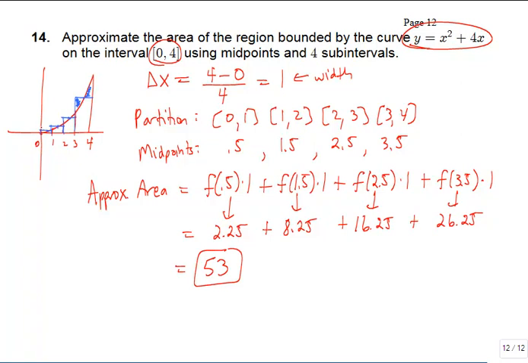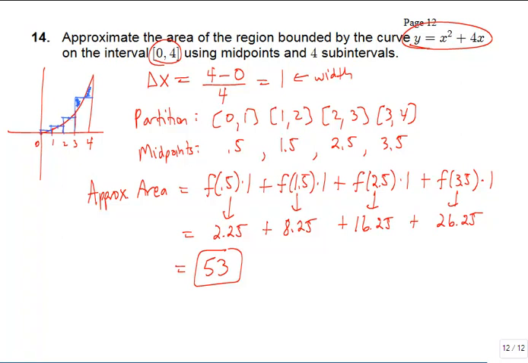And as I mentioned before, because we're overestimating on the left but underestimating on the right, this is probably going to be a much better approximation than if I had used 4 rectangles with a left endpoint, or 4 rectangles with the right endpoint. So this is going to be a lot more accurate because of the shape of this particular graph.